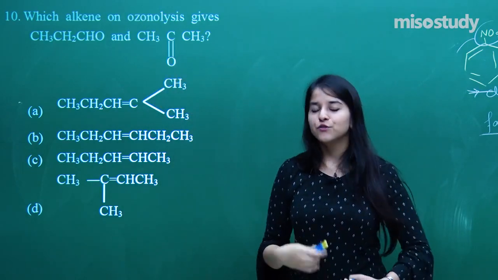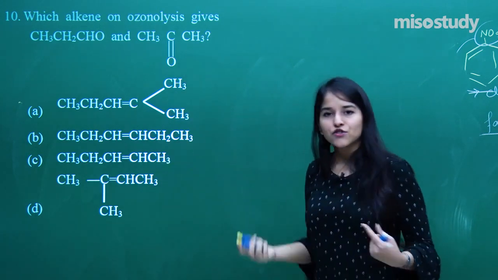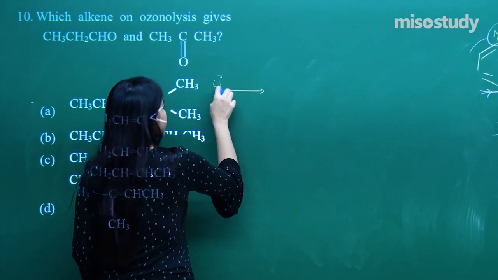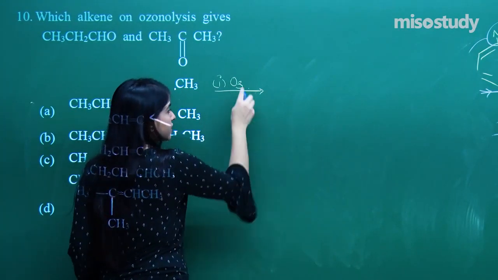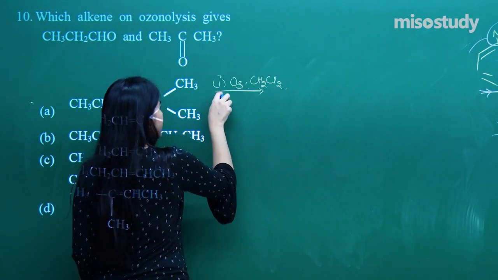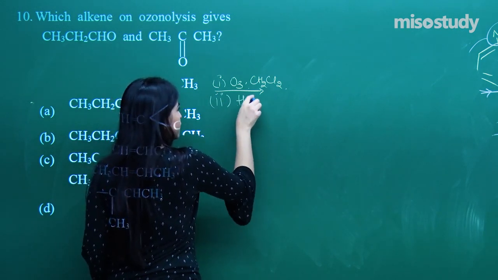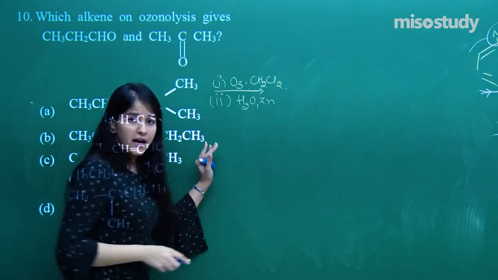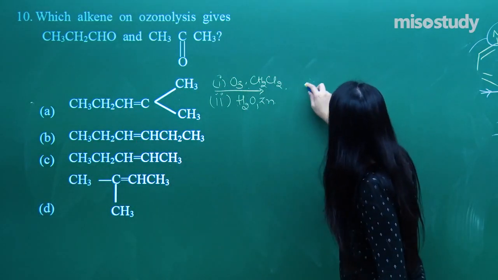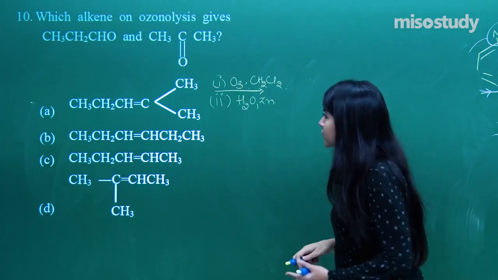The last question now: which alkene on ozonolysis gives this? It's a super easy question, you just need to perform the ozonolysis. So in each and every option, let us try to perform the ozonolysis. What is ozonolysis basically? Reacting with the allotrope of oxygen, ozone, in the presence of, let us say, CH2Cl2, followed by reduction. The reduction is H2O/Zn. So you need these kinds of reagents for ozonolysis. First is the formation of the ozonide, followed by the reduction process.